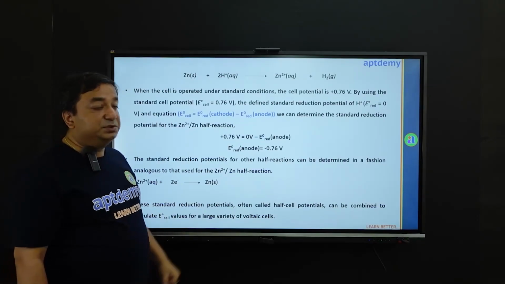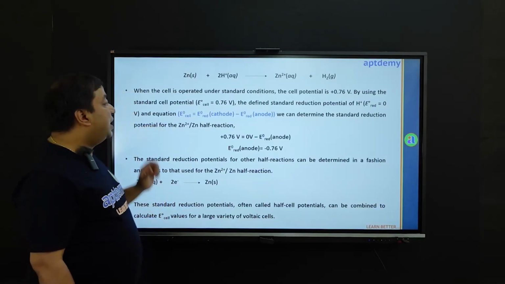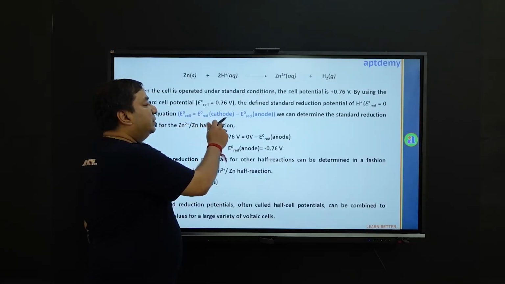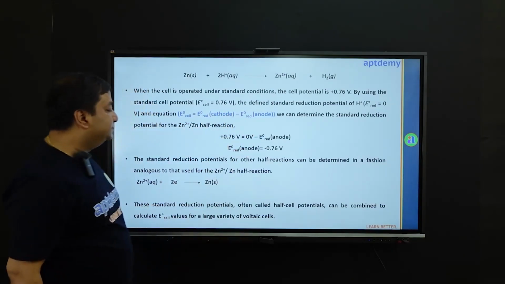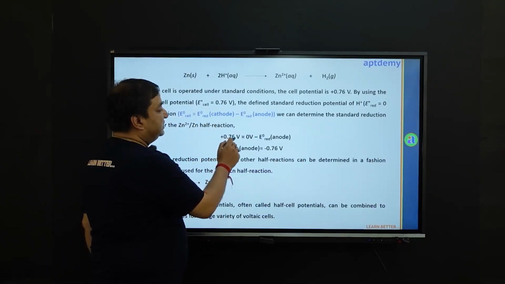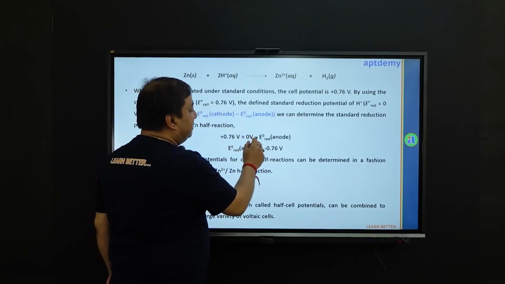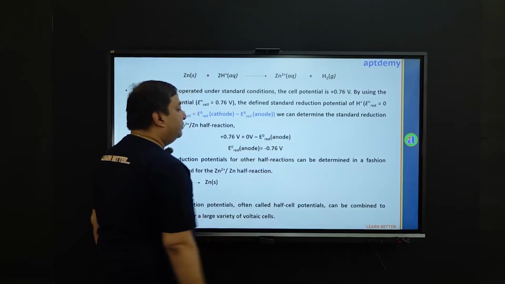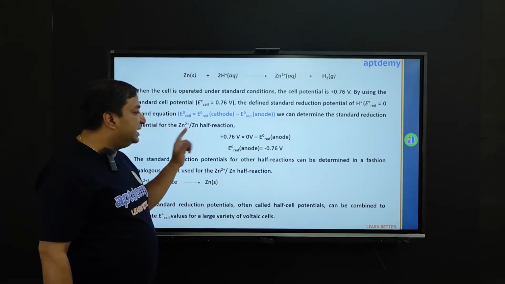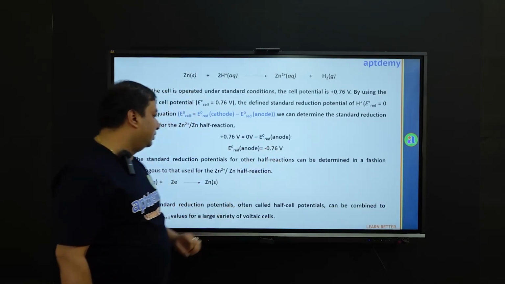So using a reference electrode, I can know the half cell potential of the other electrode. How do we do that? We use the equation E0 cell equals E0 red cathode minus E0 red anode. E0 cell is 0.76, 0 volt for the SHE, minus E0 red anode, and once we do the math, we get that the standard reduction potential for Zn2+ going to Zn has the value minus 0.76 volt.